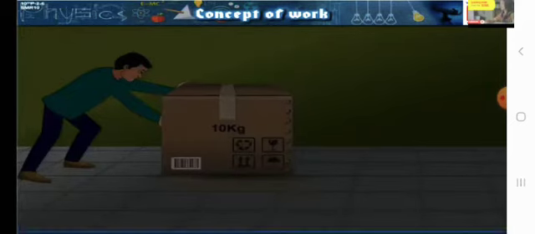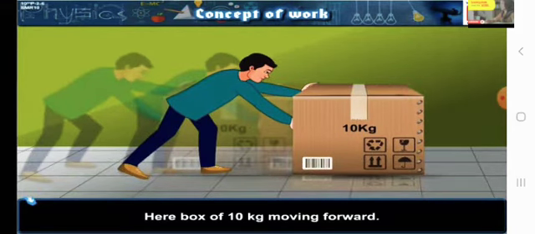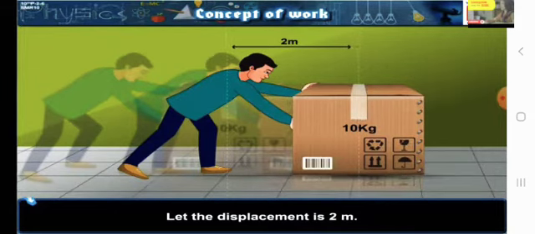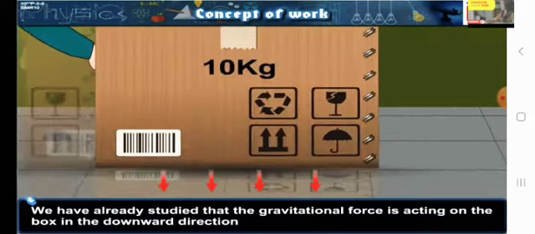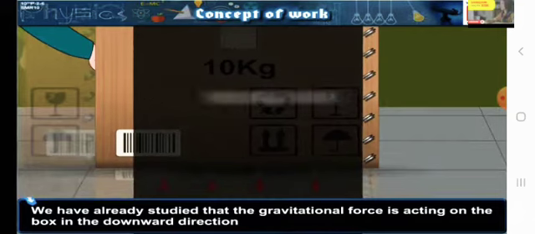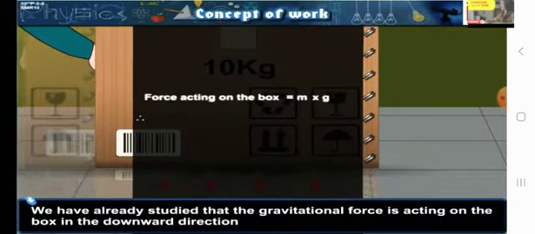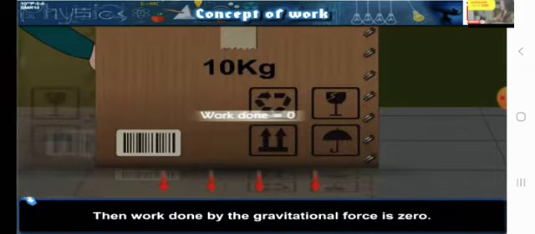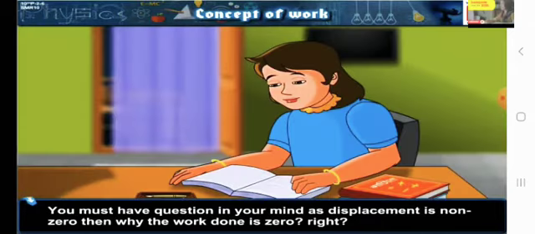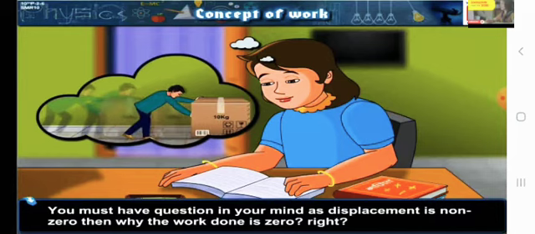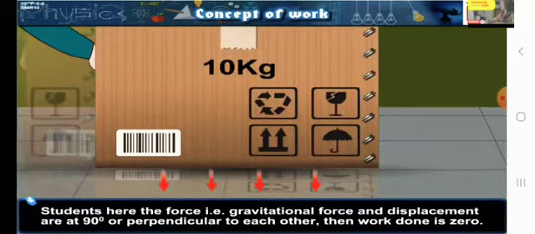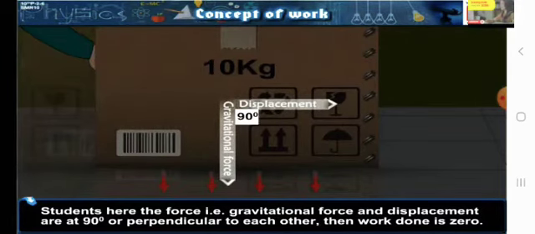Consider the next situation. Here, a box of 10 kilogram is moving forward. Let the displacement be 2 meters. We have already studied that the gravitational force is acting on the box in the downward direction, that is, m into g. Therefore, force acting on the box is equal to 10 into 9.8 Newton, which equals 98 Newton. Then work done by the gravitational force is 0. You must have a question in your mind, as displacement is non-zero, then why is the work done 0, right? Students, here the force, that is, gravitational force and displacement are at 90 degrees or perpendicular to each other, then work done is 0.